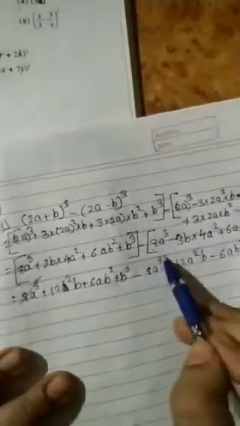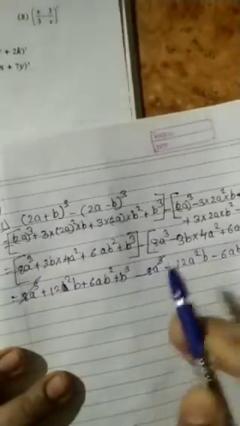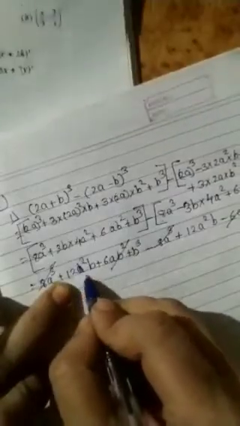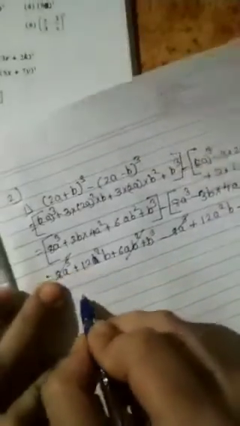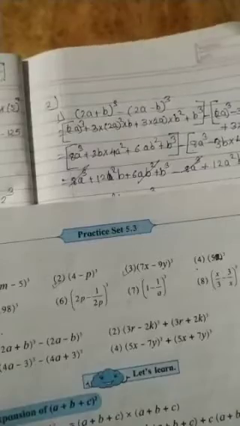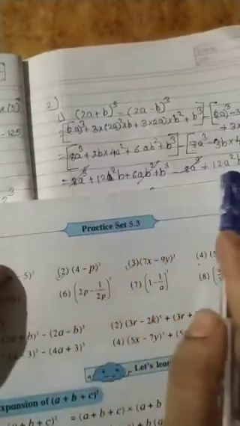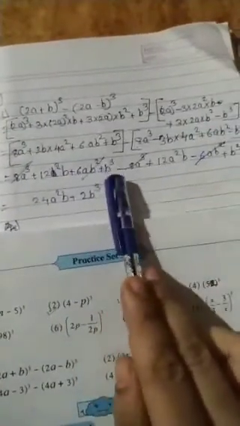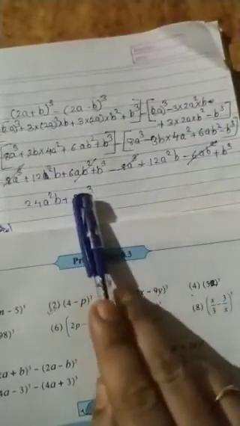Now here you can see, 8a cube and minus 8a cube will get cancelled, and 6a square b and minus 6a square b will get cancelled, and what will remain here is 12a square b and 12a square b will come. Now 12 plus 12 will become 24 a square b, and b cube plus b cube will become 2b cube. Okay, now we will solve the next sum.